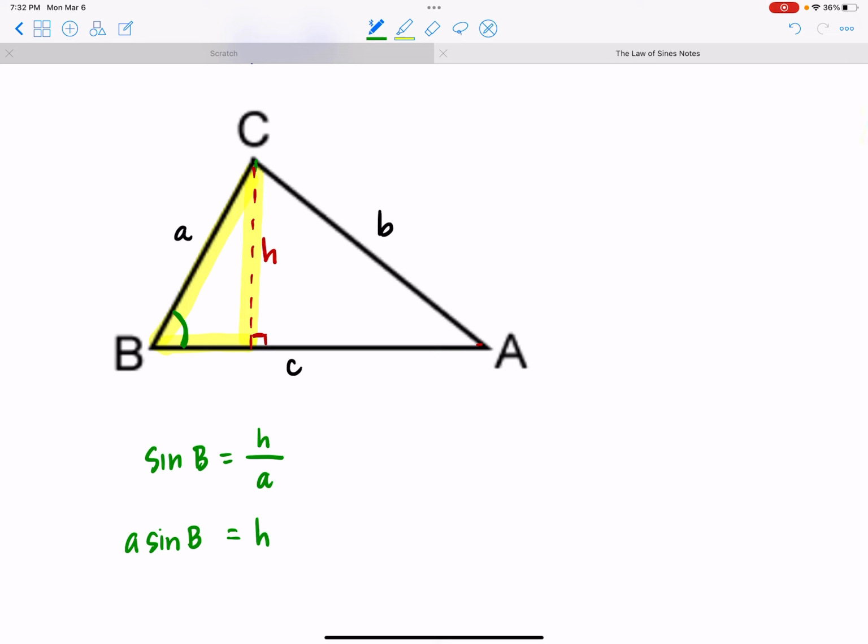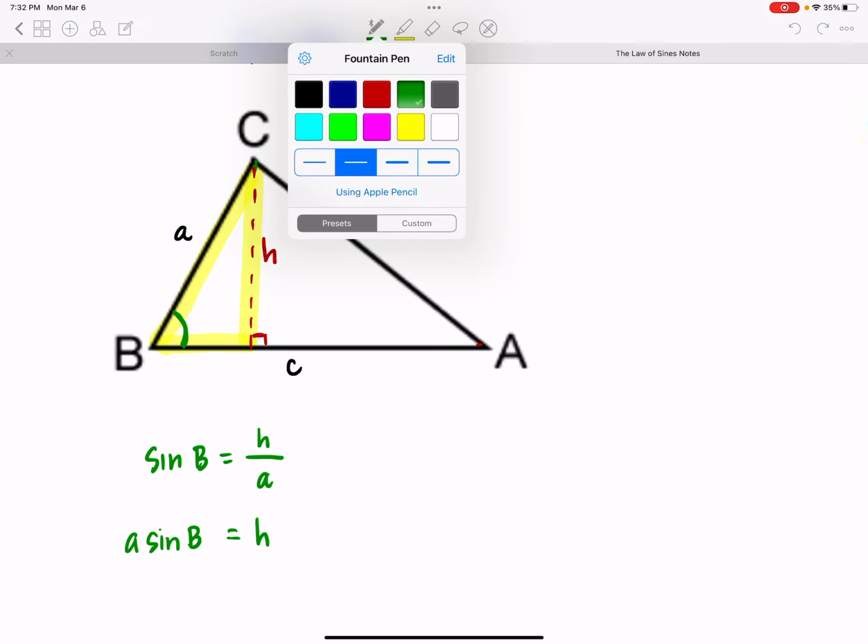So now I have an expression I can use for the height. And now if I wanted to find the area of this triangle, I could multiply 1/2 times my base length of C times my height, which is now A times the sine of B. Okay, side note. But what I want to show you is not that. I want to show you where we're going with this in terms of the law of sines. So now I want to turn your attention to the other triangle.